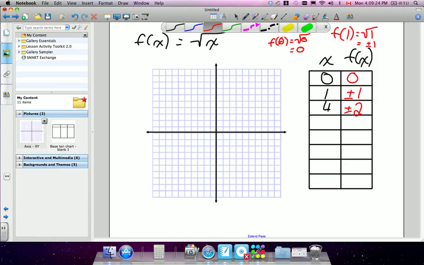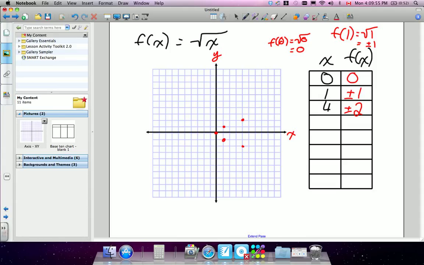So when x is 0, let's just assume this is on a scale of 1, okay? When x is 0, f at x is 0. So that means I have a point right here, okay? When x is 1, so I go over to x is 1, I have a point at positive and negative 1. So I have 1 point here at positive 1, and I have 1 point down here at negative 1, okay? When x is 4, I'll jump up to 4. 1, 2, 3, 4. I have a point at positive 2 and a point at negative 2.